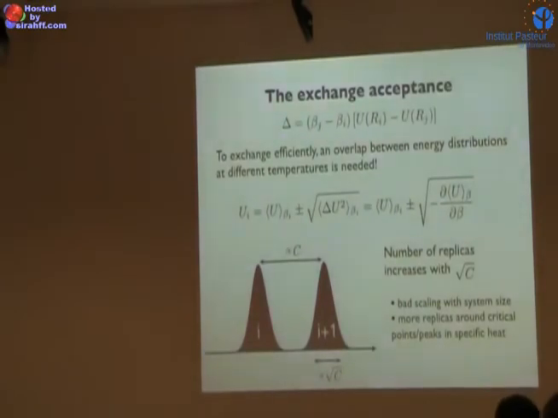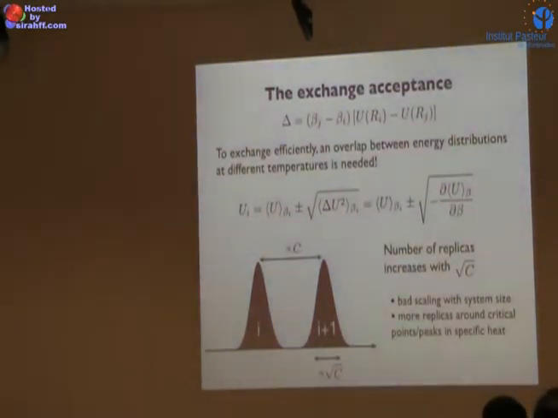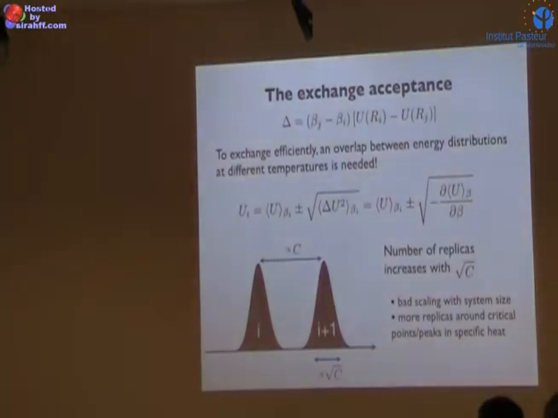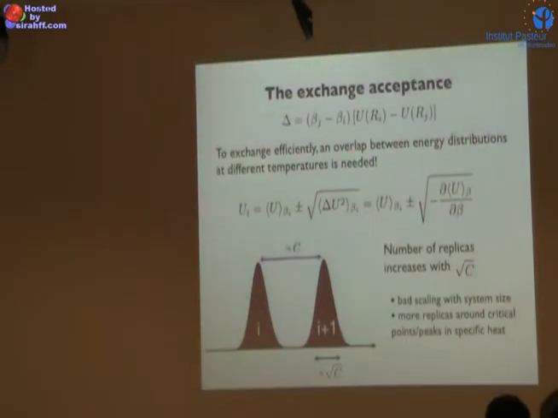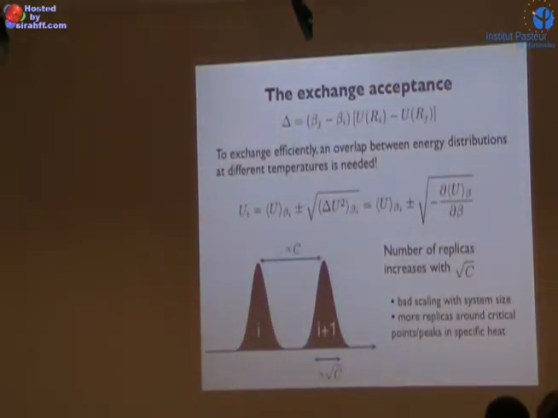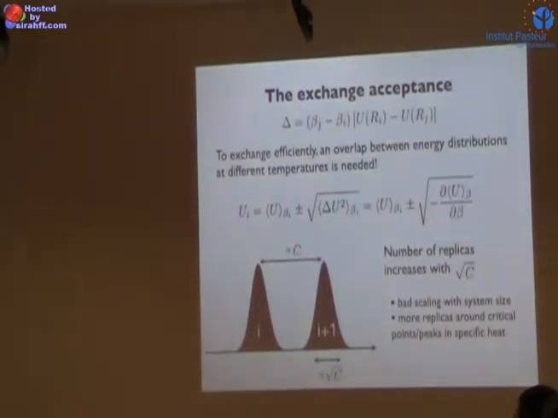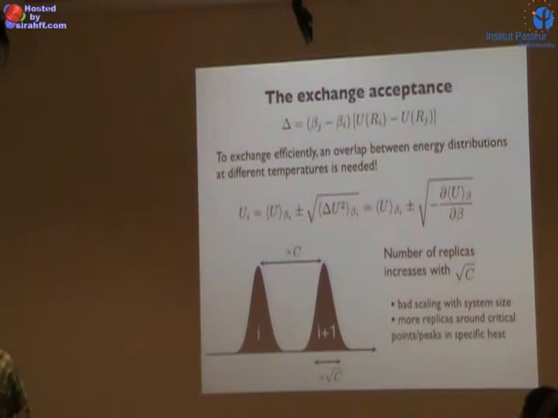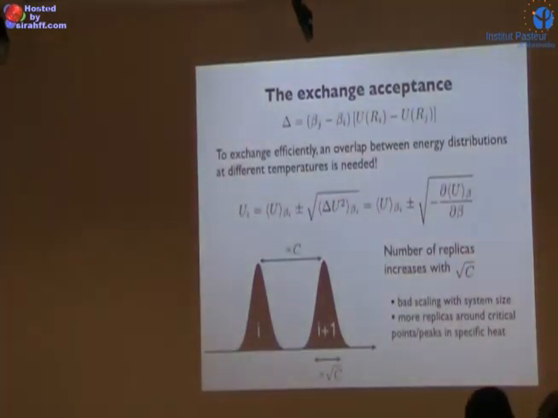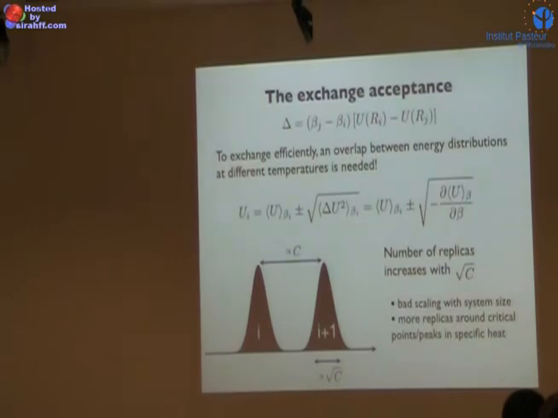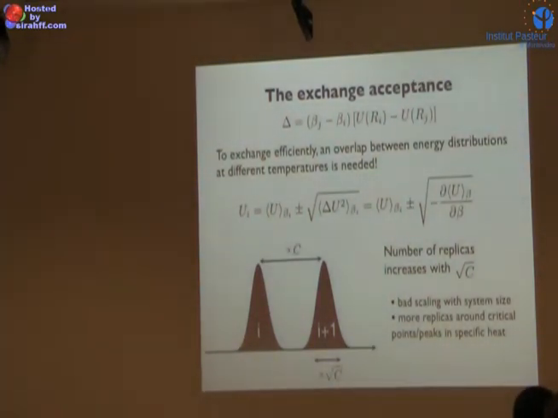And there is another consequence. If the distance between peaks goes like the specific heat, and the fluctuation goes like the square root of the specific heat, it means that if you want to cover a given range of your temperature space, the number of replicas that you need goes like the square root of the specific heat, because this is the width, C, and this is the fluctuation at a given temperature. Is this clear?